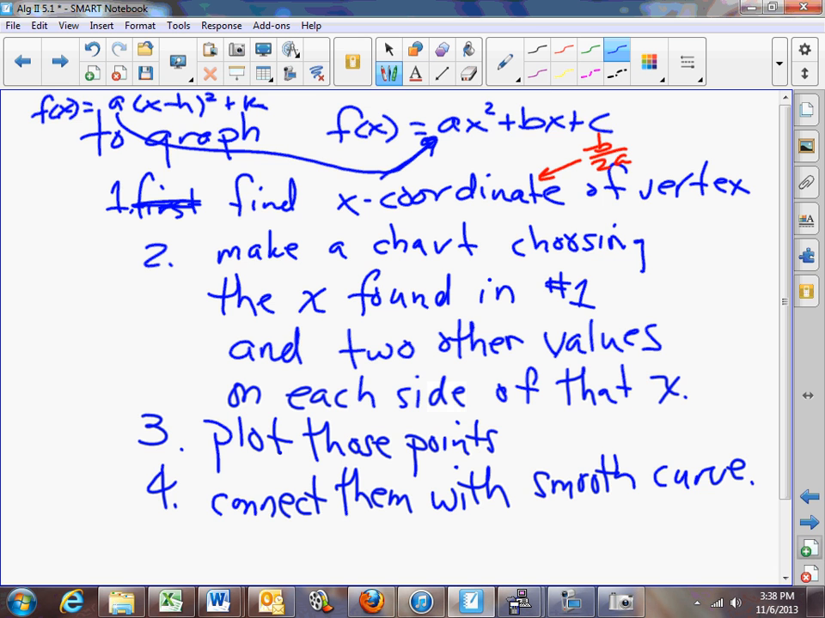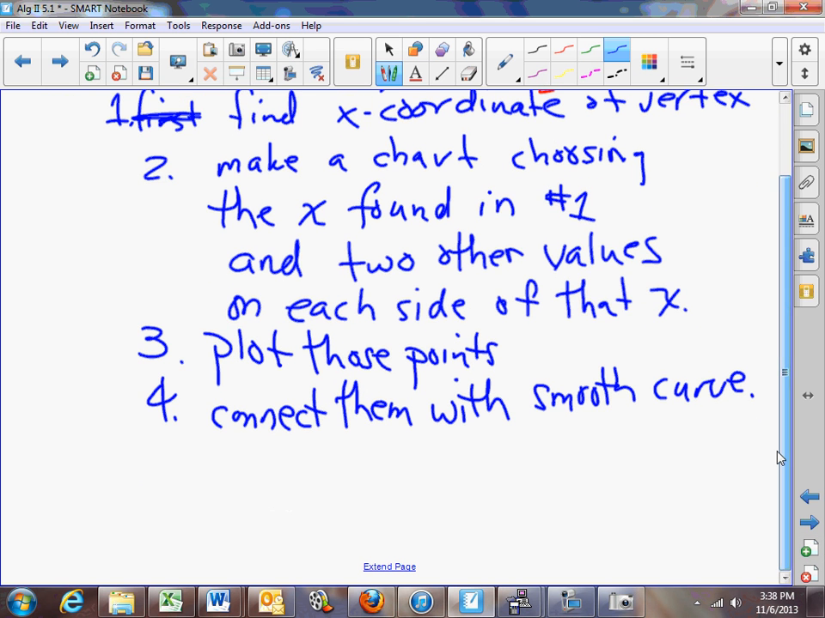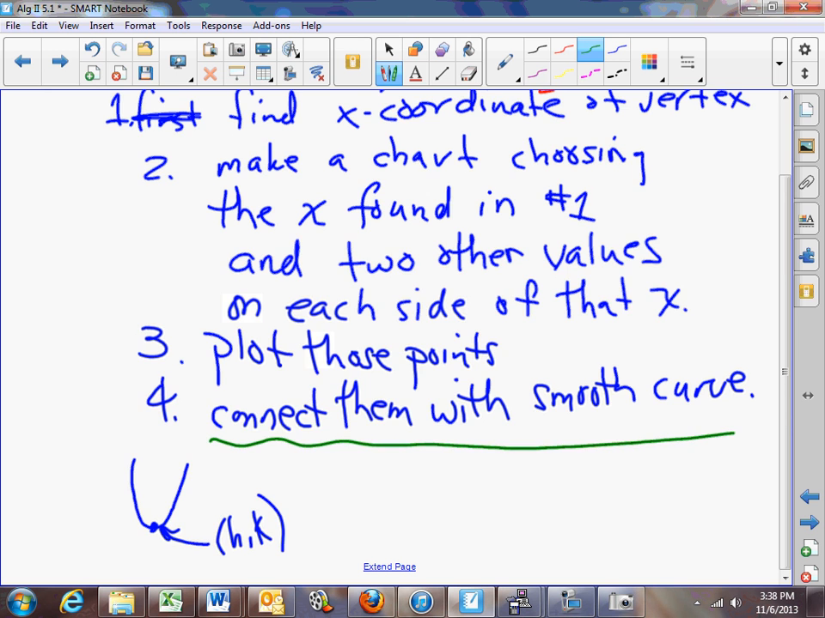If a is 0, there is no parabola, so a has to be either positive or negative for there to be a parabola. Now, notice if a parabola opens up, then the vertex is the lowest value. So hk is going to be the lowest point on the graph of the parabola. Now, you need to be careful to delineate some things here.